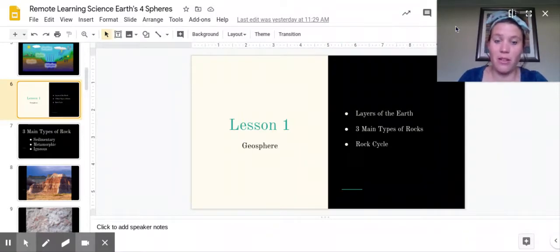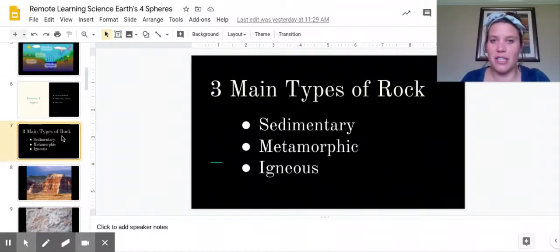Since we just learned about the layers of the earth, now we're going to continue lesson 1 with talking about 3 main types of rocks. I'm only going to be able to get through one type of rock in this video since we have a 5-minute limit, so stay tuned for the other 2 types of rocks to follow. The first main type of rock we're going to discuss is a sedimentary rock. The other 2 are metamorphic and igneous. This video is about sedimentary rocks.